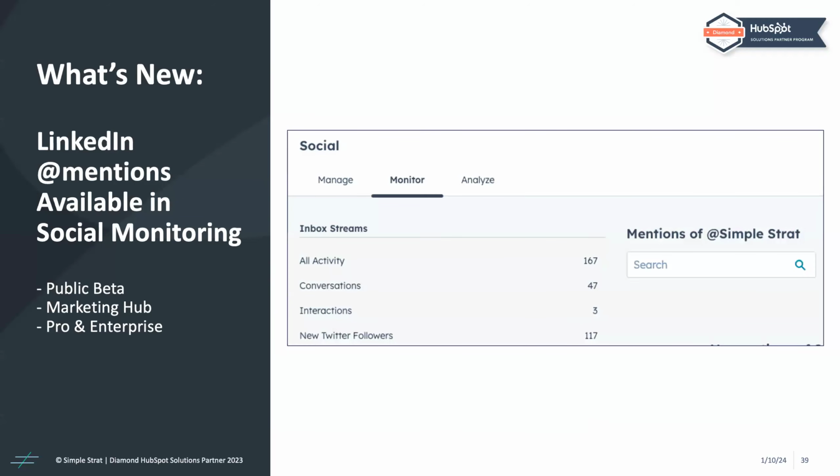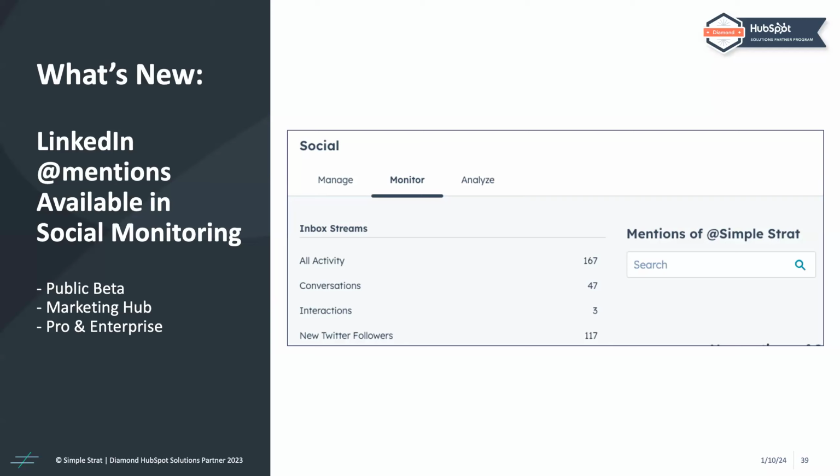LinkedIn app mentions are available in social monitoring. So if you are on Marketing Hub Pro or Enterprise, you probably already know you've got the capability to schedule social posts and get social analytics. You've been able to do social monitoring for a while via Twitter, formerly Twitter. Now that Twitter is not quite as popular as it used to be, HubSpot's expanding this. And so what you can do now is you can monitor mentions on LinkedIn of your company record.